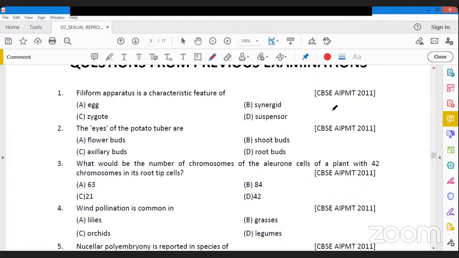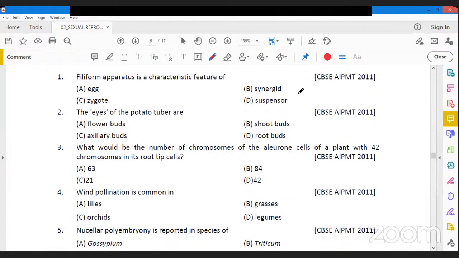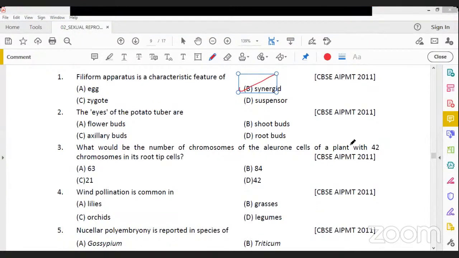Filiform apparatus is a characteristic feature of which cell? It is the characteristic feature of synergid. So synergids have filiform apparatus which will guide the pollen tube towards the egg.